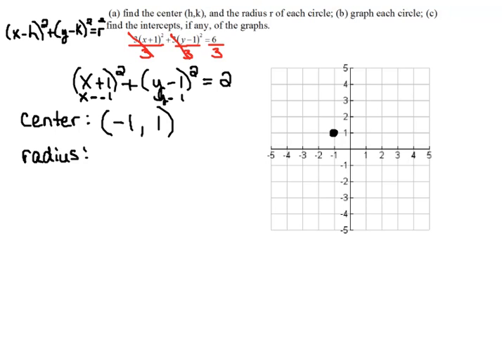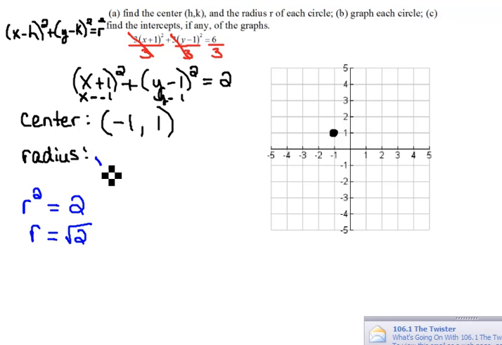Now for the radius. The radius says that it is at this place. Sort of though, right? If you'll remember, this position here is the r squared position. So that means that r squared is 2. But I don't want r squared, I want just plain old r. So if I take the square root of both sides, then that means r is the square root of 2. So our radius is the square root of 2.